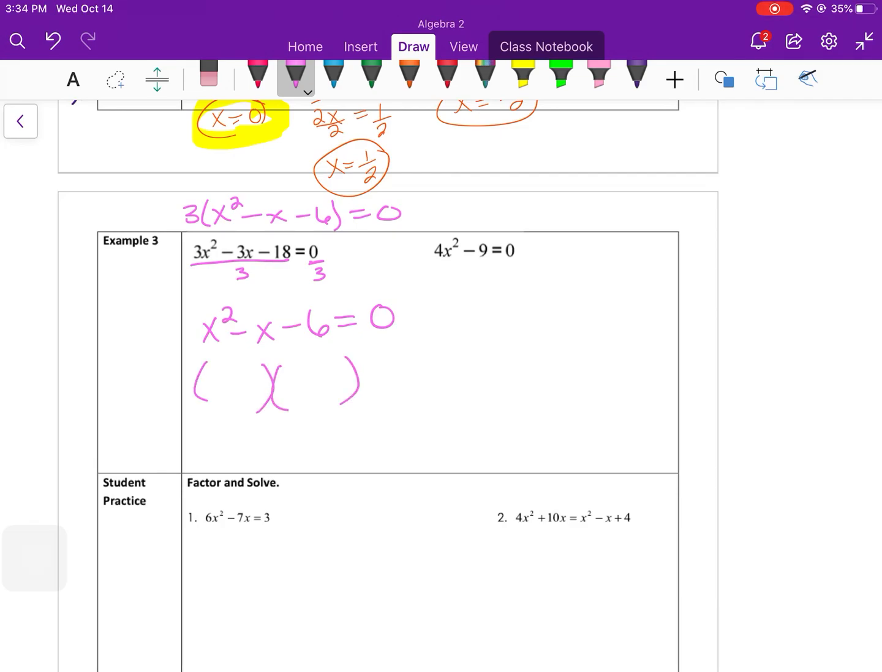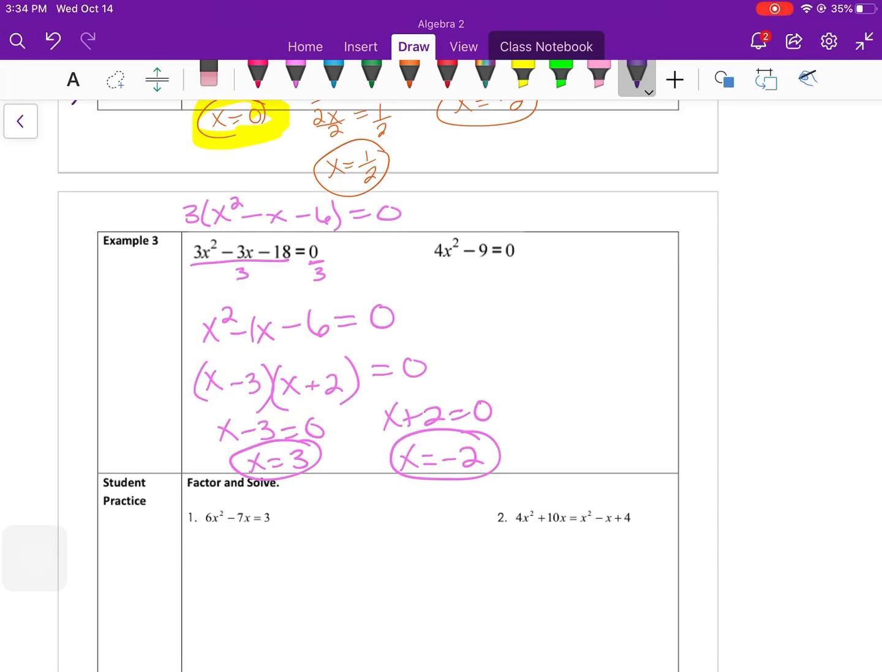Okay, so factoring this is an easier one because it's just x squared. So you just do x squared, x times x, and then what multiplies to -6 and adds up to -1 in the middle will be -3 and +2. So then x minus 3 equals 0, or x plus 2 equals 0, which would be add 3 to get x equals 3. On this side, subtract 2 from both sides to get x equals -2.